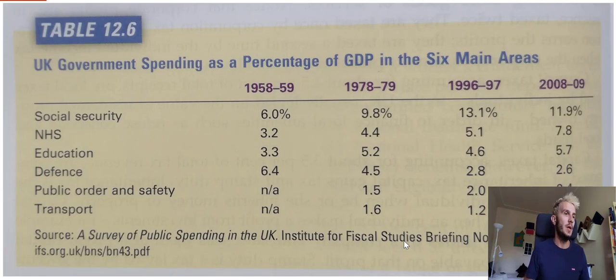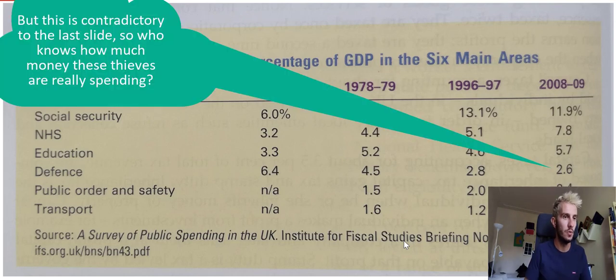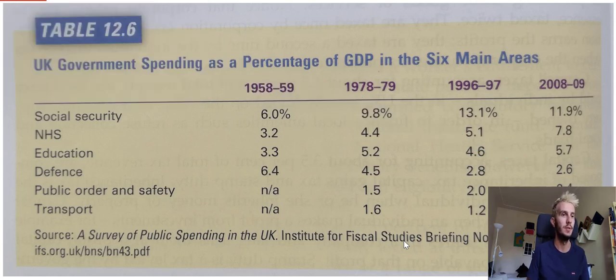UK government spending as a percentage of GDP, historical. So social security grew in the last 50 years, it doubled. Health doubled. Education less than doubled. Defense, thank goodness, went less than half. Yes, and it should go to 0. Public order in the last 30 years less than doubled. Transport same.